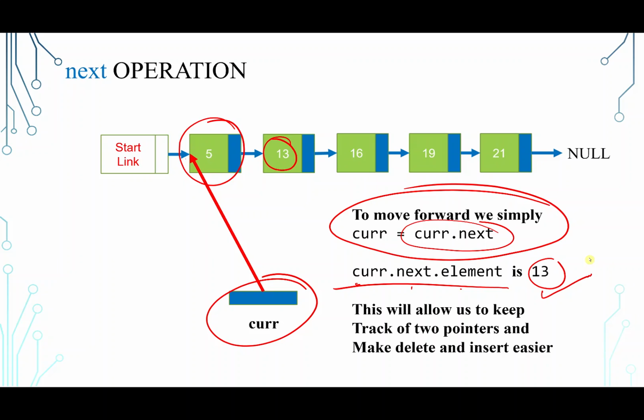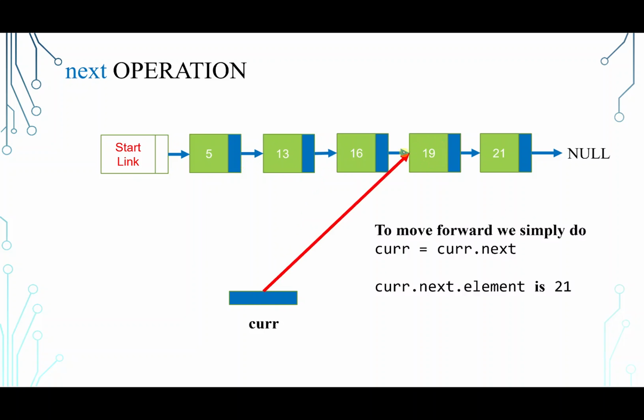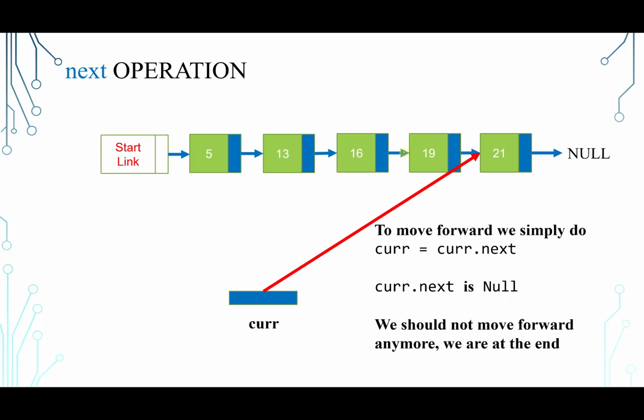And I'm going to show you how. Same thing: if you move current to the next pointer, it is actually this one, the 16, because now when I put the pointer in here, I'm talking about this node. Same thing here. The next is 19, the next is 21, and finally current.next is equal to null.